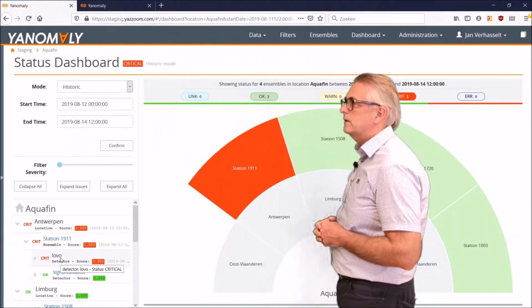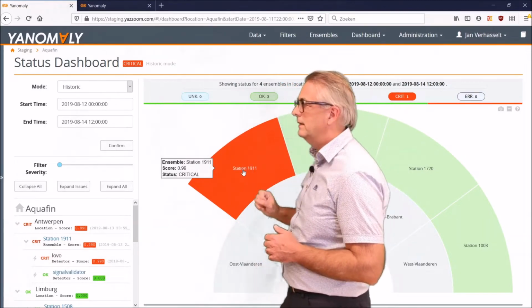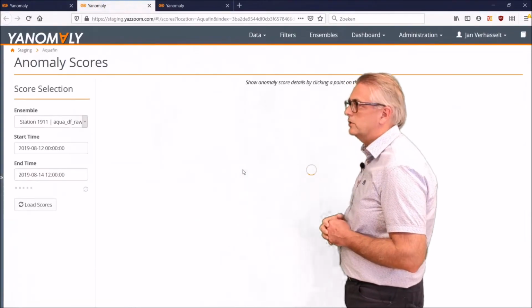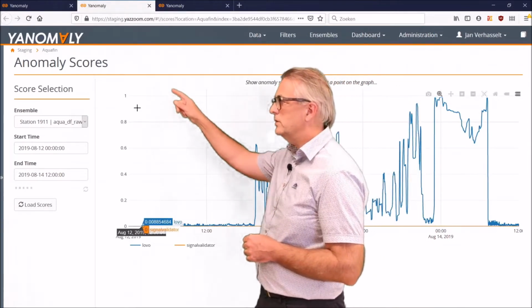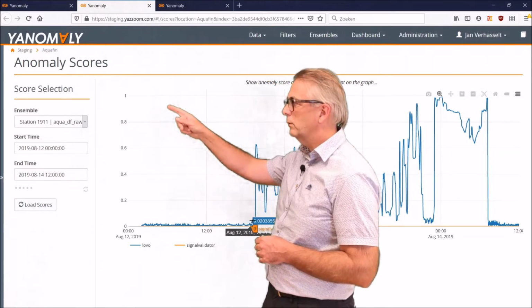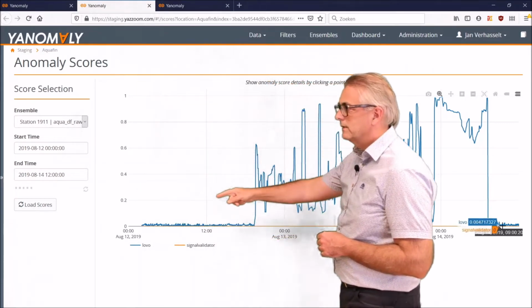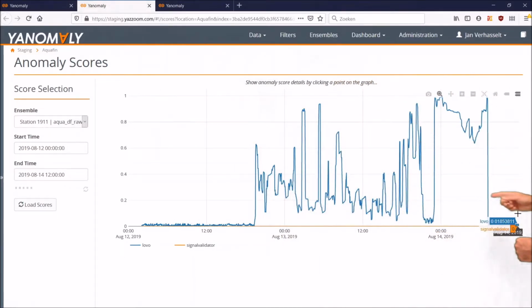And if we see a few days before that, from August 12 to August 14, we see indeed that there is a critical issue at station 1911. If we push on that, we come to this view, which is the anomaly score view. Anomaly score here is from 0 to 1, 1 meaning very abnormal, 0 as here in the beginning, meaning everything is perfectly normal. Here on the right hand side is where the intervention was reported. Probably the real intervention happened here when the anomaly score drops from high back to the normal value 0.